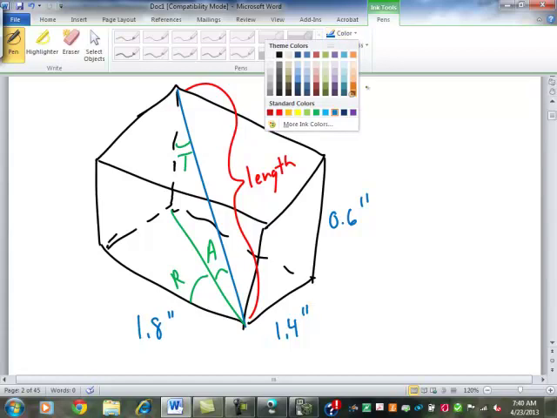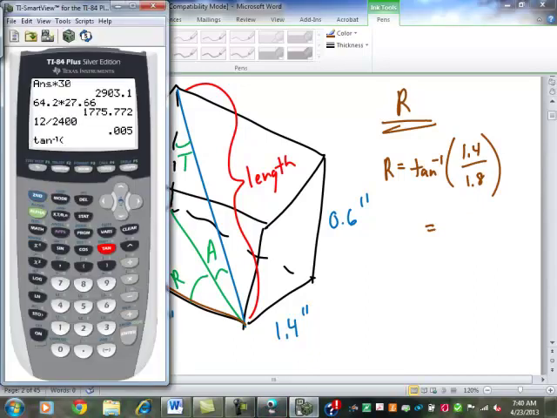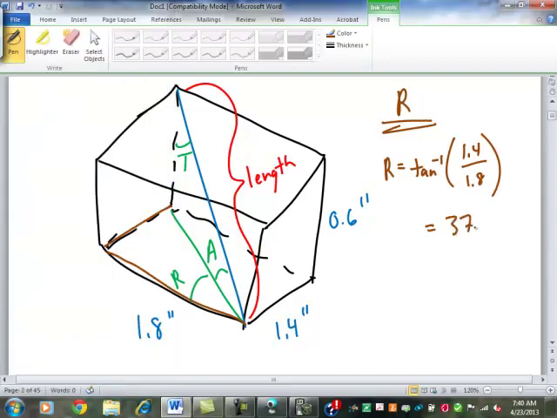To find angle R, what do we do? Inverse tangent of the depth of the line. You got inverse tangent of this dimension here, the 1.4, over this dimension here, which is the 1.8. So second tangent 1.4 divided by 1.8: 37.87 degrees. So that is 37.87 degrees.